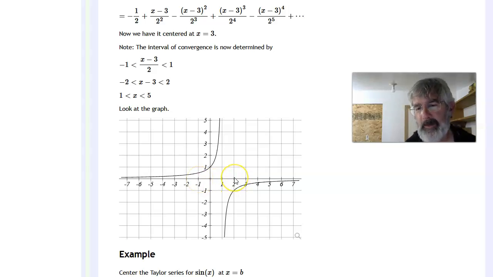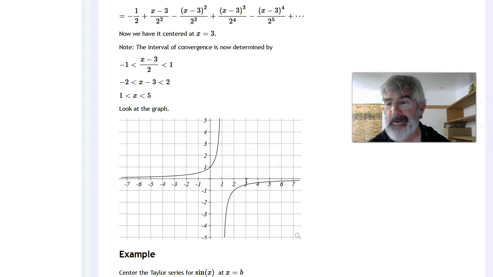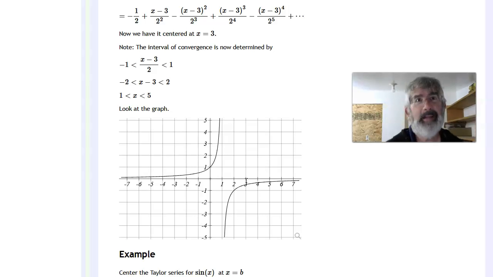When I centered it at 2, again, that's 1 away from that asymptote. So I had a radius of just 1, from 1 to 3. But then when I centered it at 3, it turns out I could get this to converge all the way up to the asymptote again. But the asymptote's still at 1. And so I could go from 1 to 5.